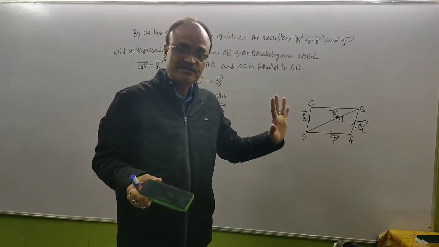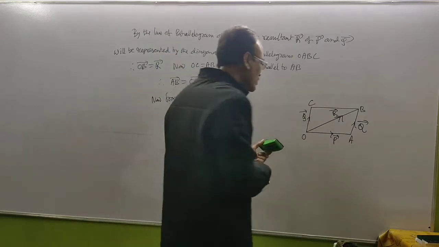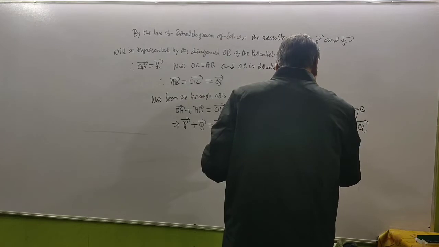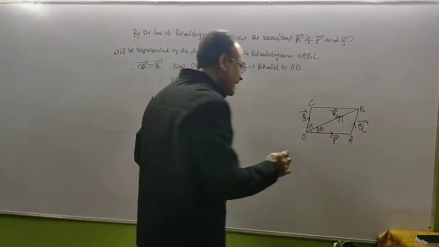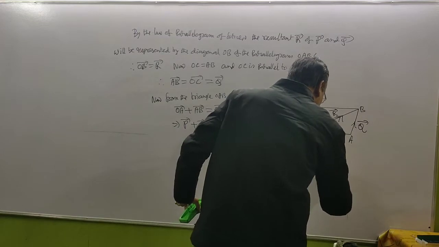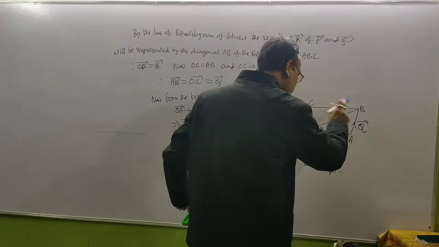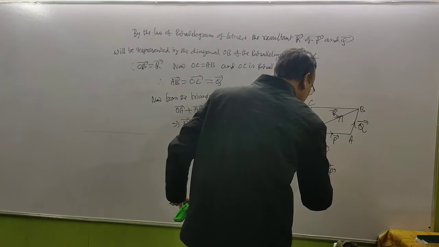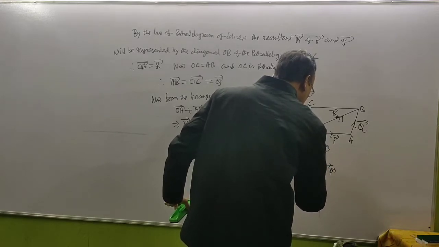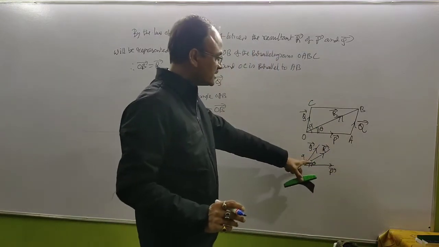Now suppose that the angle between P and Q is alpha. Not only that, R vector makes an angle theta with the direction of P vector. Without writing this parallelogram also, you may write here, the whole angle is alpha, and this is angle theta.